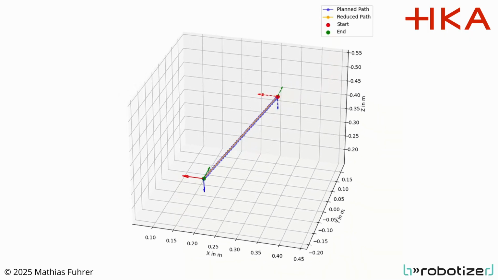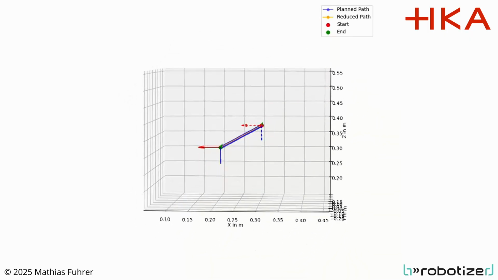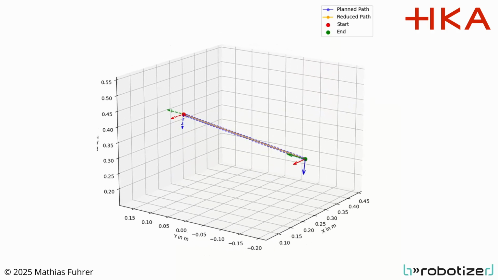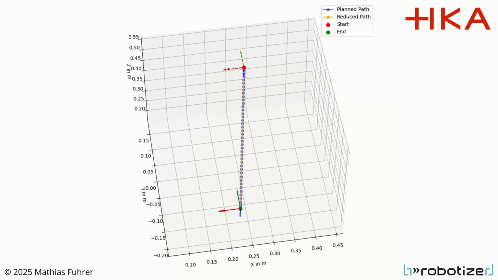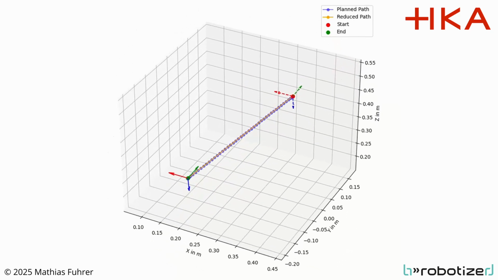Here the planned path is shown in blue and the approximated path in orange. The coordinate frames represent the target poses of the lin primitives. The entire motion is thus approximated by a single lin primitive.